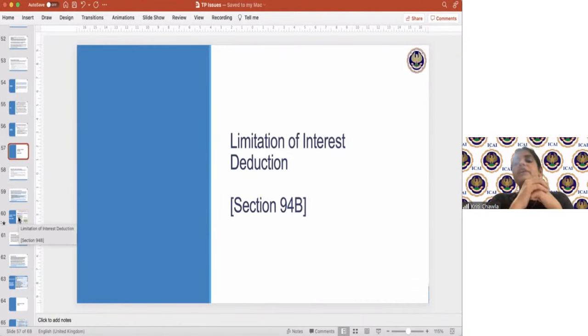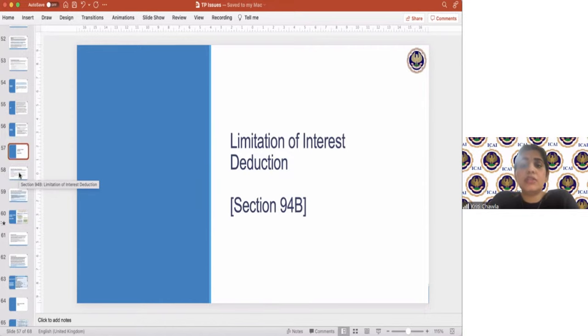The second last topic that we have for today is limitation of interest deduction, which is very logical, informative and interesting. It's section 94B of the Indian Income Tax Act. But before that, any questions? Okay, now the next topic that we have is limitation of interest deduction.